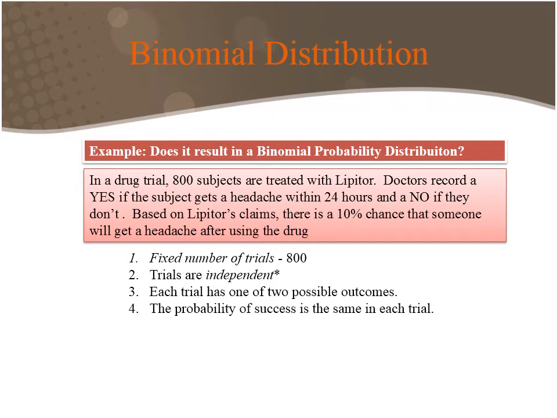And lastly, ask ourselves, is the probability of success the same in each trial? First of all, let's define what we'll call success. We'll call getting a headache a success, in which case the probability of a success would be the 0.1 or 10% that Lipitor claims. So the probability of getting a headache will be the same thing as the probability of success. Again, keep in mind, success does not necessarily mean it's a good or bad thing. You just have to pick one of the two possible outcomes to be a success. So we'll choose yes to be a success, and no will be what we'll call a failure.